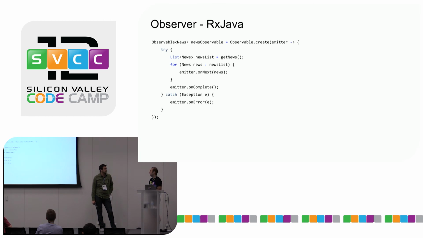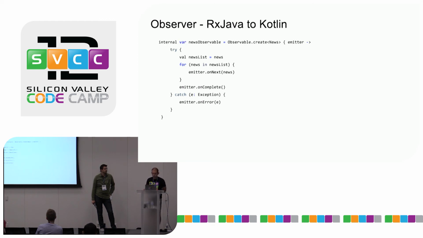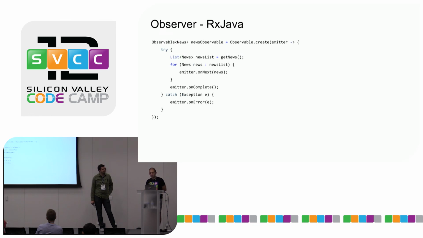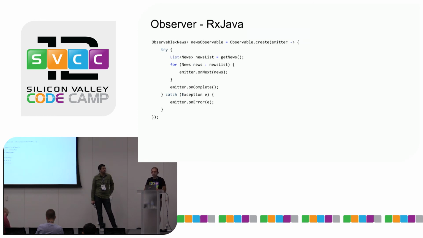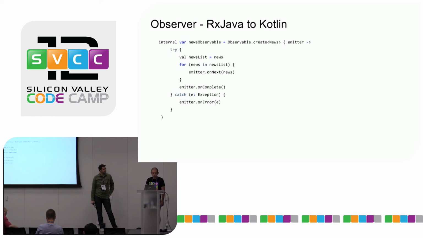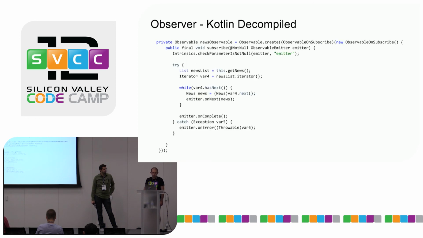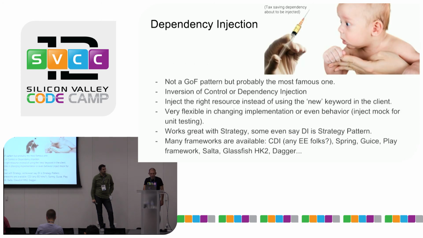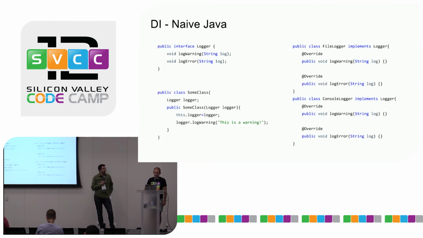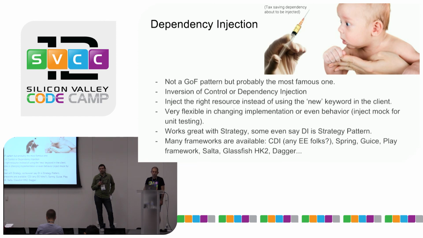And of course, we have RxJava. I'll just speed it up since we are already out of time. Writing RxJava in Kotlin is much the same. You just change the syntax a bit and it works. It's a little less boilerplate code, I guess. And the decompiled version is much the same Java code. Observers are mostly good. You don't want to overuse them. You can complicate and slow down things.